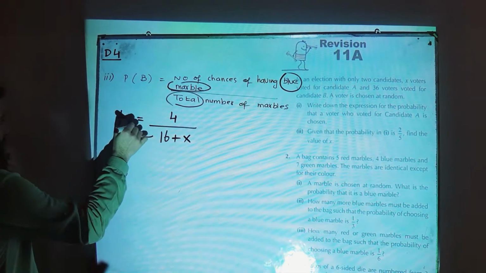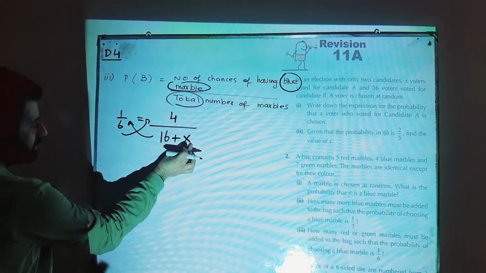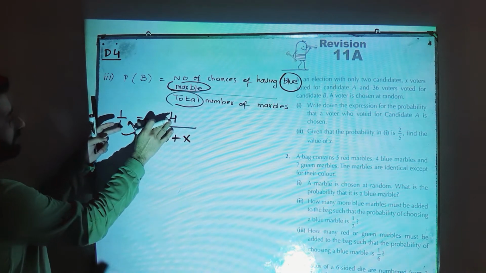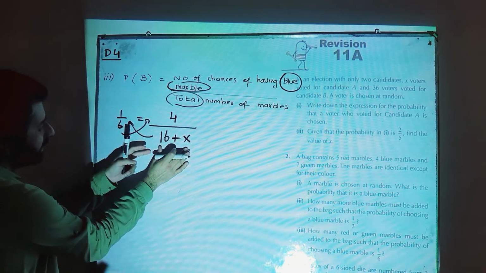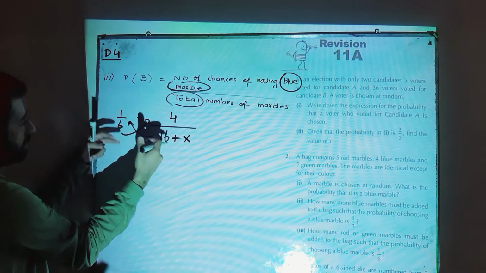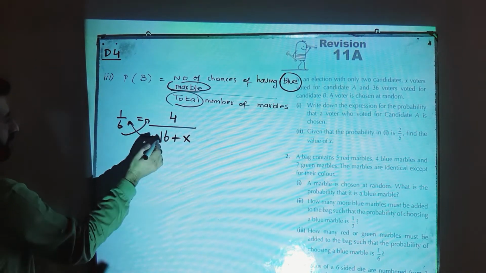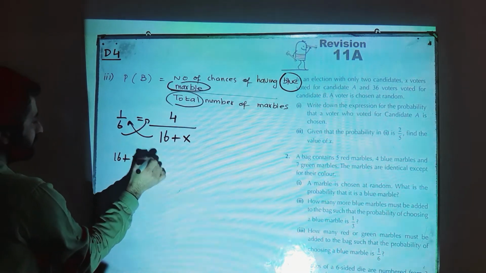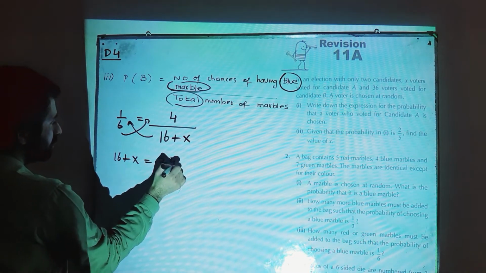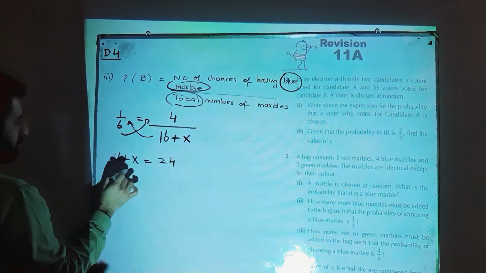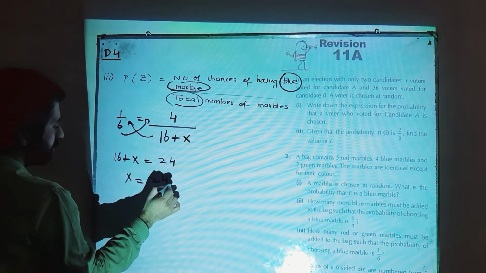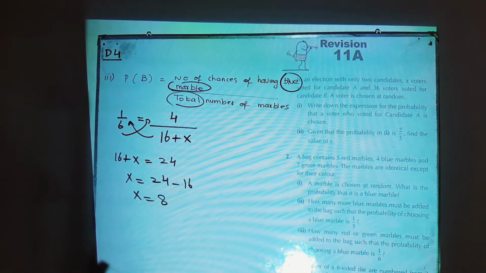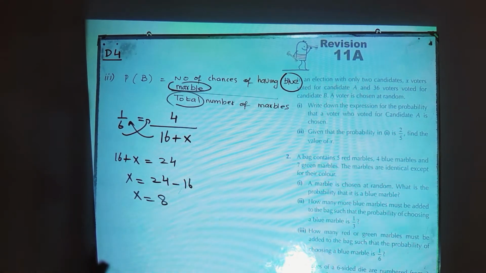Okay, now cross multiply, and this is the addition. The addition will increase the total number. Blue is not being added, green or red are being added, so the total will be increased by a certain amount which we have to obtain. 16 plus x will be multiplied by 1, it will be 16 plus x, and 6 into 4 is 24, the cross multiplication. Now from here x will be 24 minus 16, so x will be 8, meaning 8 red or green marbles may be added in the bag.